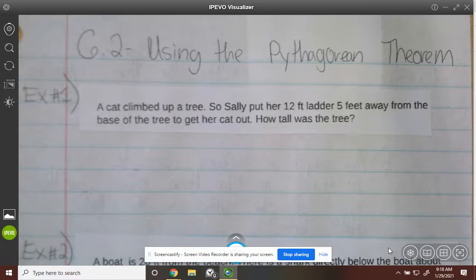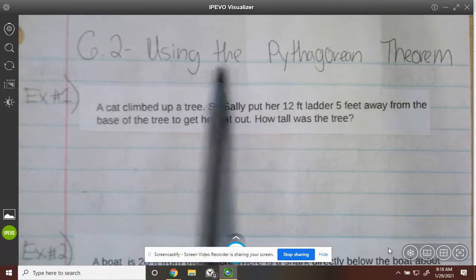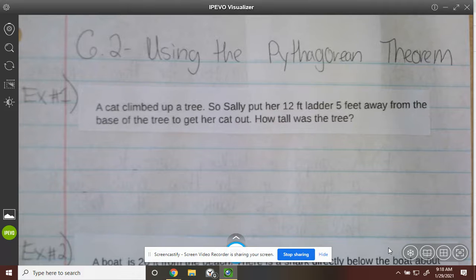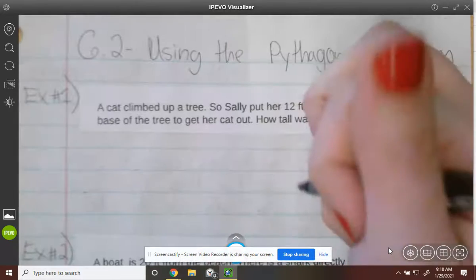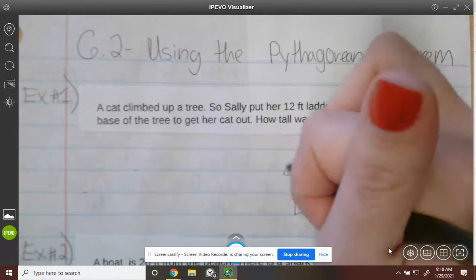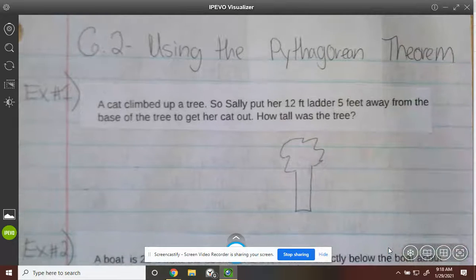Okay, so example 1 today, we are just using the Pythagorean theorem, getting some word problems and using it. So here's our first example. A cat climbed up a tree. So I'm going to draw a tree here. Don't make fun of my drawing abilities.